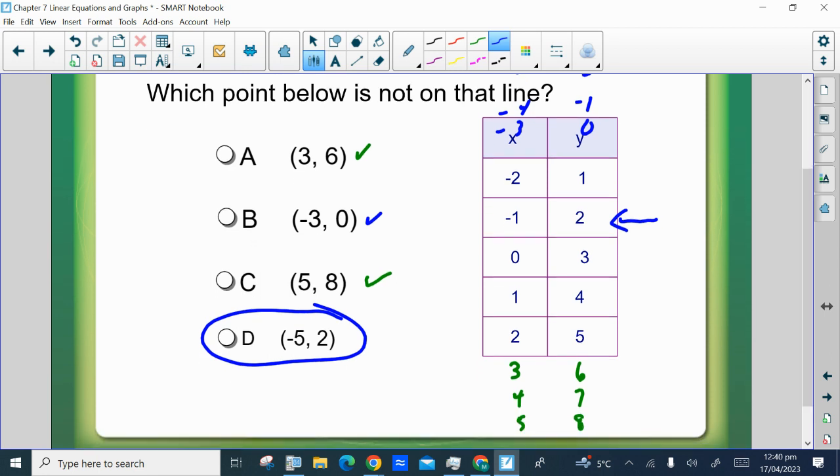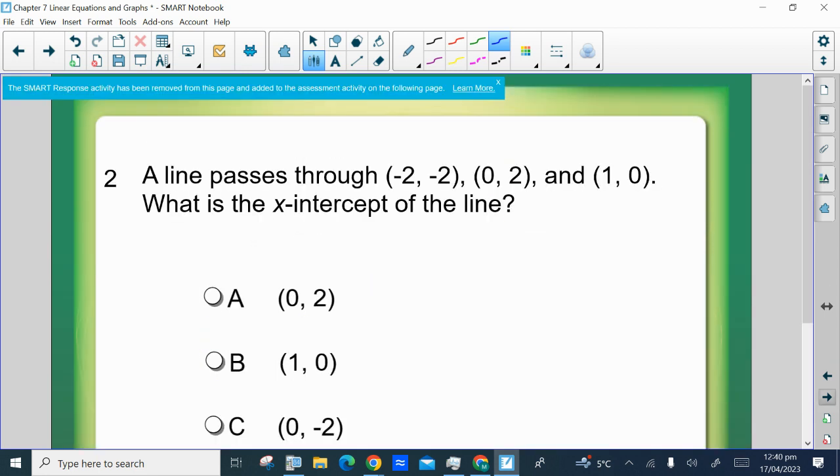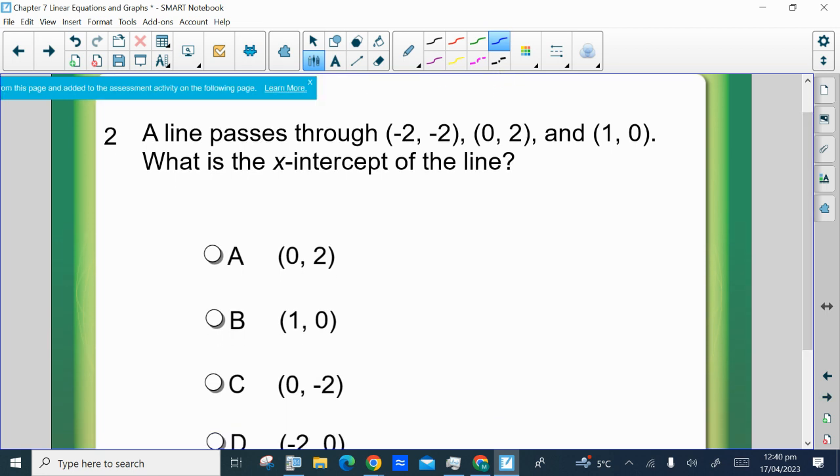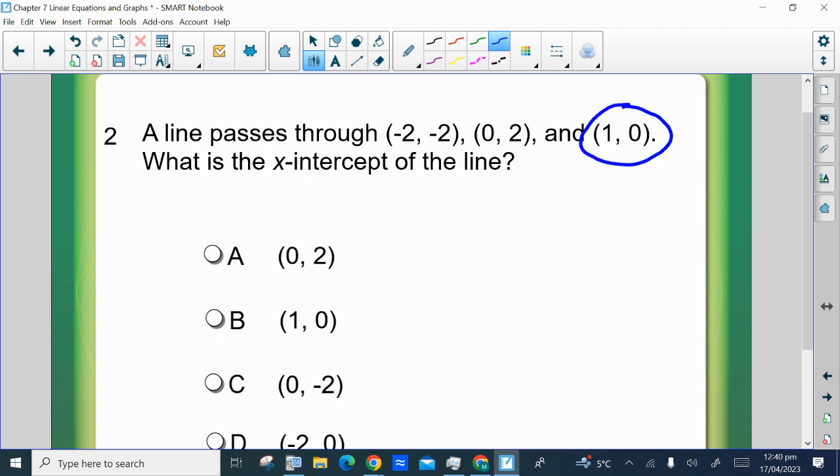Okay? The next one, a line passes through those 3 points. What is the x-intercept of the line? Now, you can actually do this one without any work. Princess, how do you find the x-intercept of any graph? Do you remember? Jan? That's right, you let y equal 0. And that's this point right there. That is the point where y equals 0, x equals 1. So that is the x-intercept of that graph.